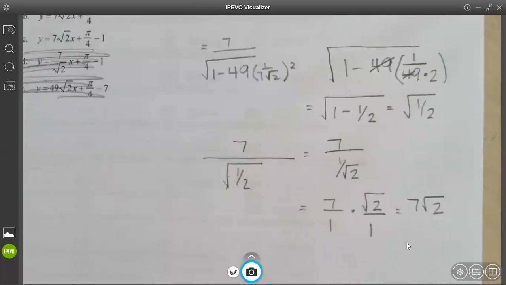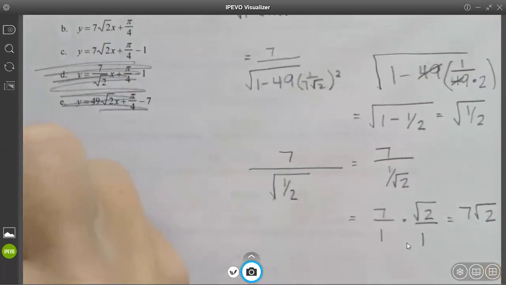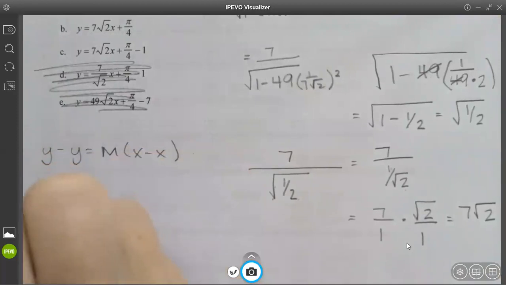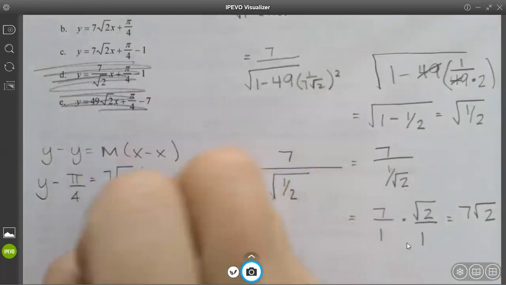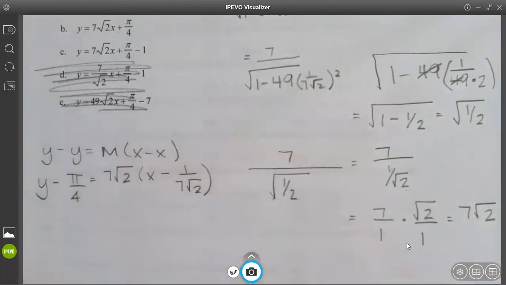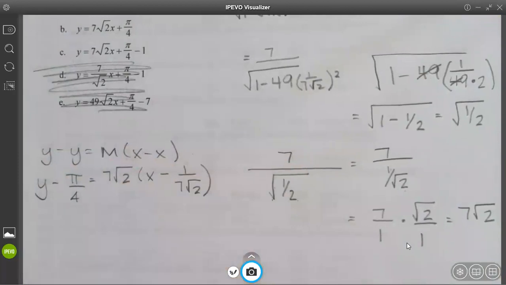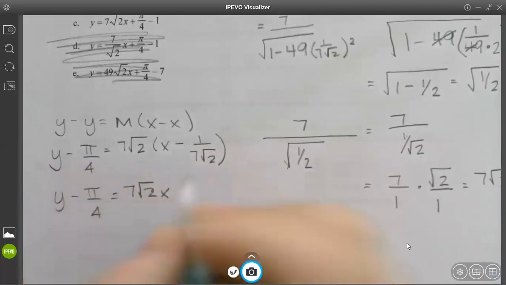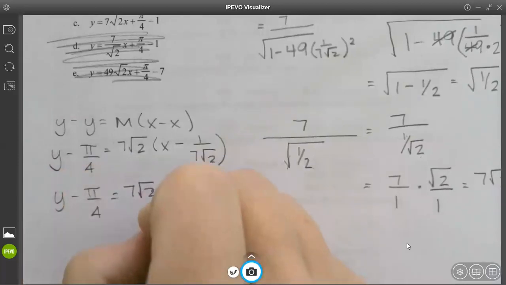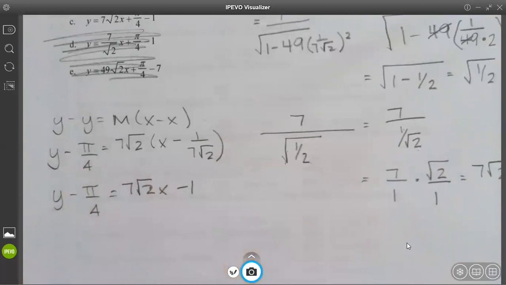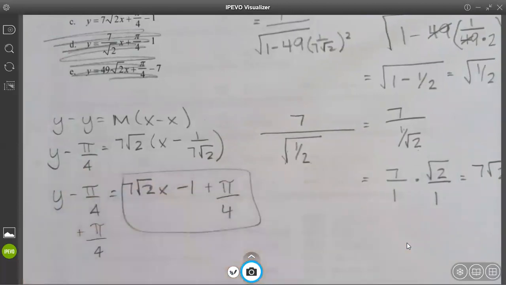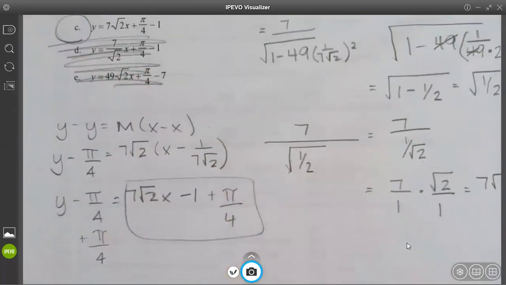And then the way they get the rest of it is they put it into the formula. Okay, so I'm gonna slide over. y minus y1 equals m times x minus x1. Our y is pi over 4. Our m was 7 square root of 2. Our x is 1 over 7 square root of 2. When you distribute that 7 square root of 2, you get 7 square root 2 of x. I have 1 on the top and 1 on the bottom, so they're going to simplify to just -1. And then we're going to add our pi over 4. So there's your formula. Your answer is C.